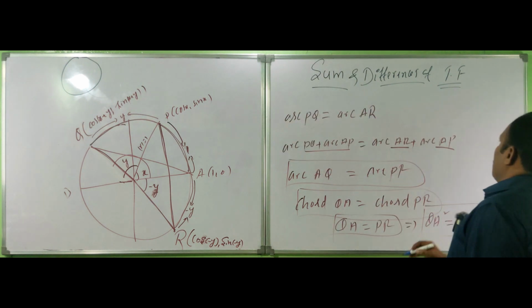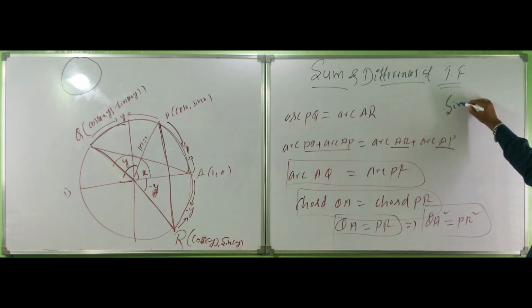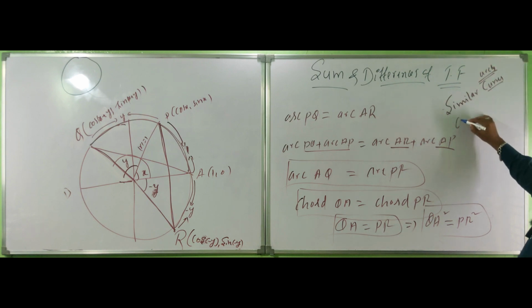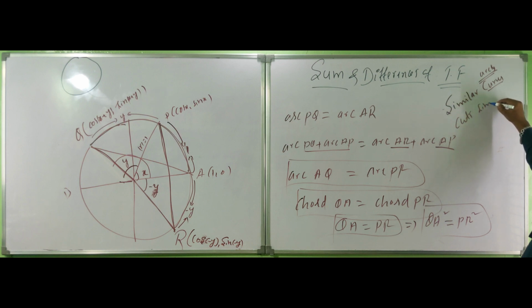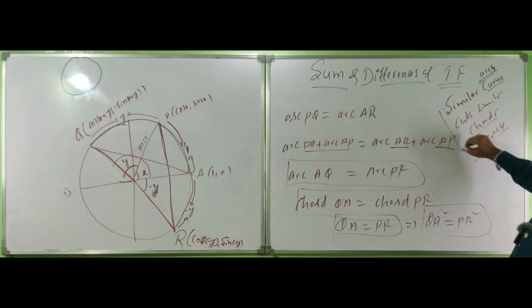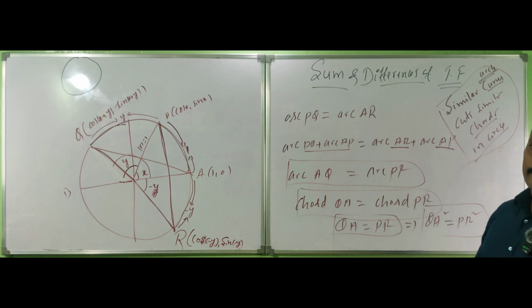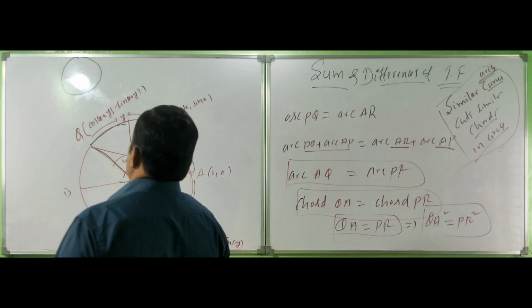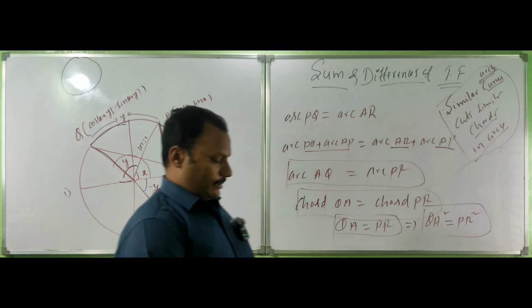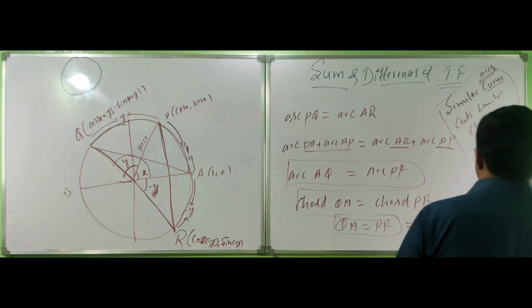That is the main definition. The crucial point here: similar arcs cut similar chords in a circle. It may be a circle or not a circle, whatever it may be. So this is the single, important theorem I am going to use for the derivation of cos of x plus y. Let's understand. Let's write this one.